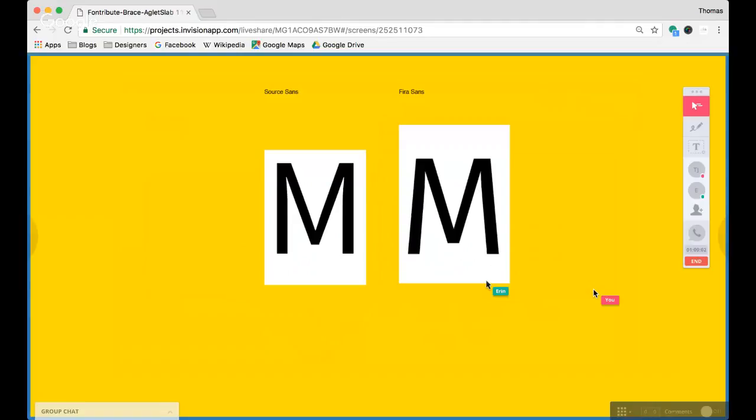By the way, before... I wanted to show a capital letter because I thought this one really stood out to me in terms of the big difference between the two of them.